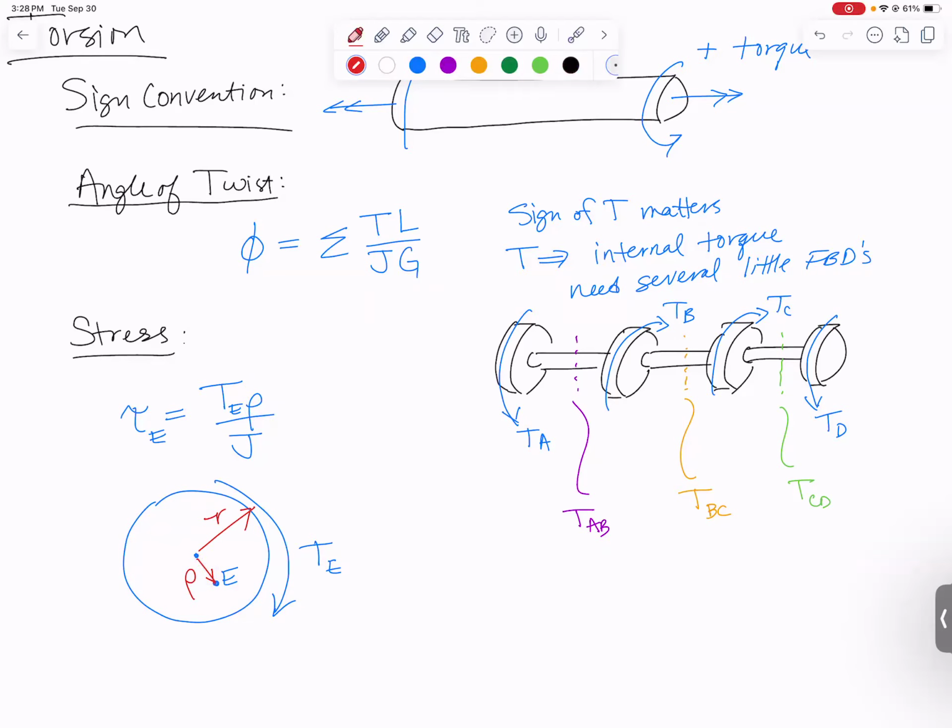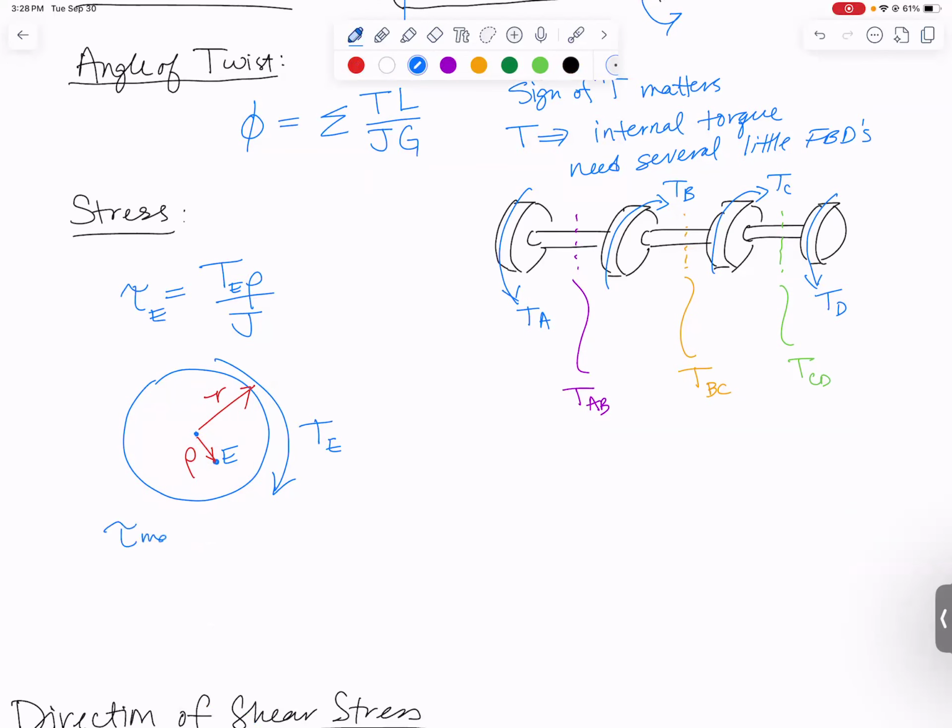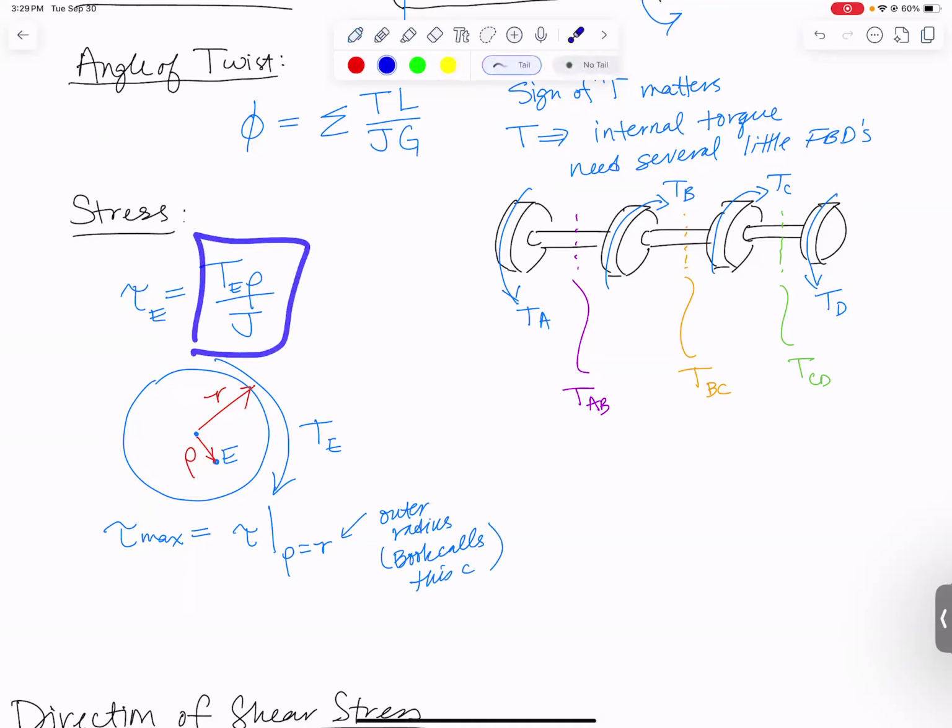And if you ever wanted to find the maximum shear stress, tau max is equal to the shear stress evaluated at rho equals R. So plug in your outer radius, where R is your outer radius. And our book tends to call it C. I don't like to think of it as two separate equations. It's one governing shear stress equation. If you want the shear stress anywhere, you plug in the radial coordinate. And if you want the biggest shear stress, you plug in the biggest radial coordinate, which would be R.